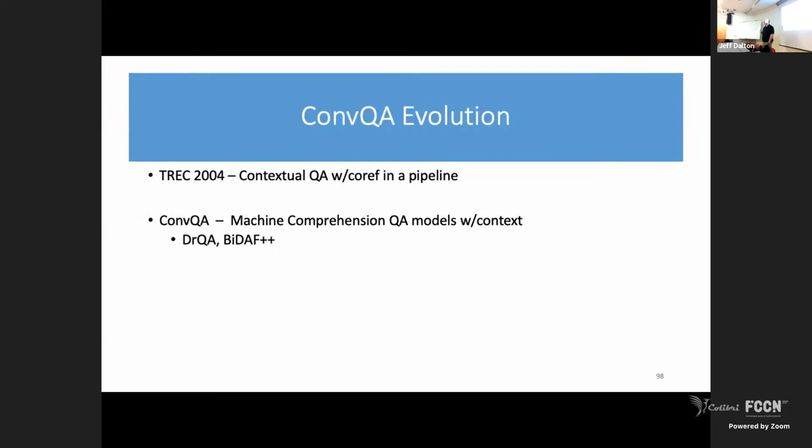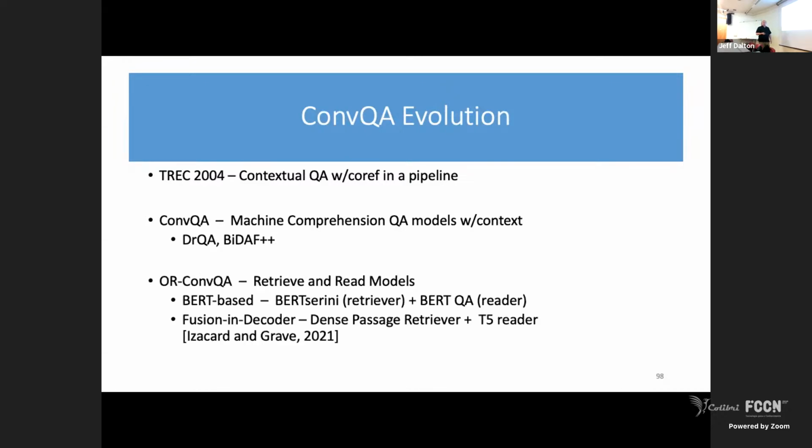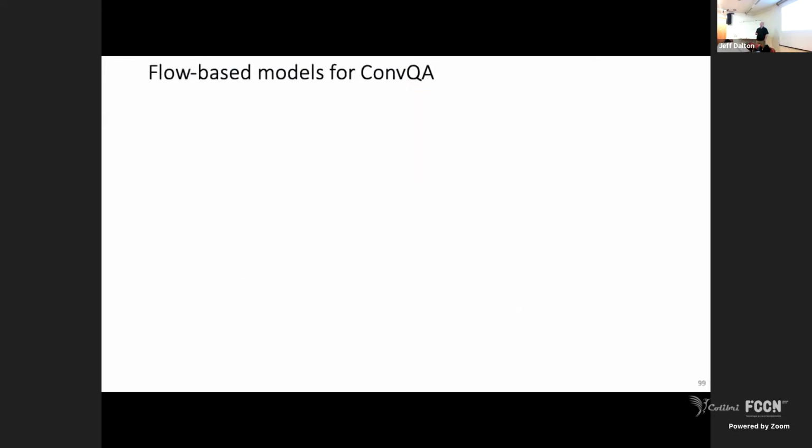Then it evolved into machine reading and machine comprehension, really off the state of recurrent neural networks, like DrQA and BiDAF++. These were largely off-the-shelf QA models, which are context dependent in terms of how they would model a conversation. Most of these QA models give you a document or a passage and you just have to extract information out of it. Recently, there's been a movement towards OR, or open retrieval conversational QA, where you have to find information, read it, and extract the right answer. We'll talk a little bit about two of those: BERT-based approaches and Fusion-in-Decoder, which is a state-of-the-art QA method.